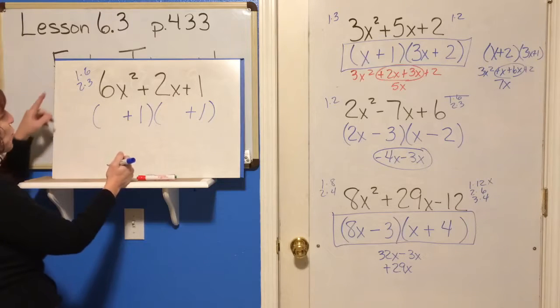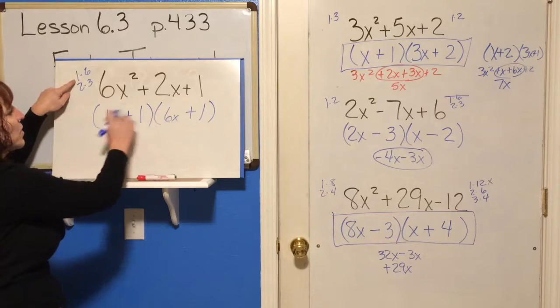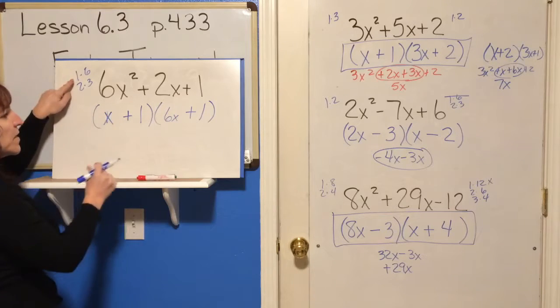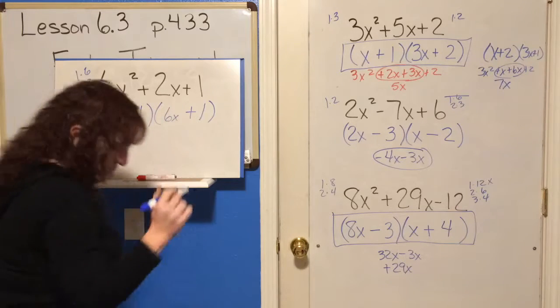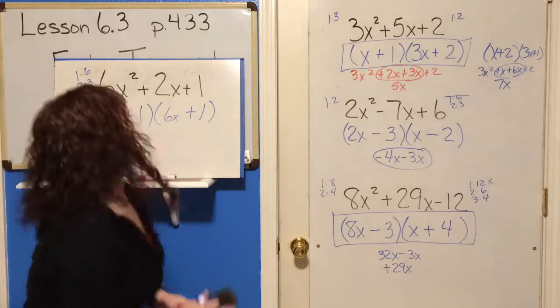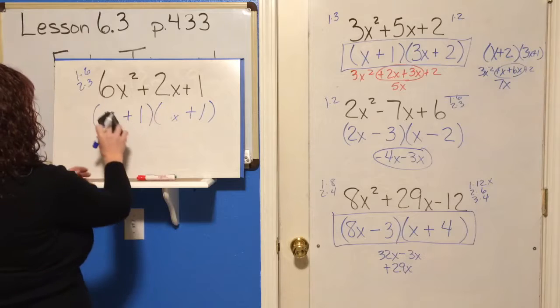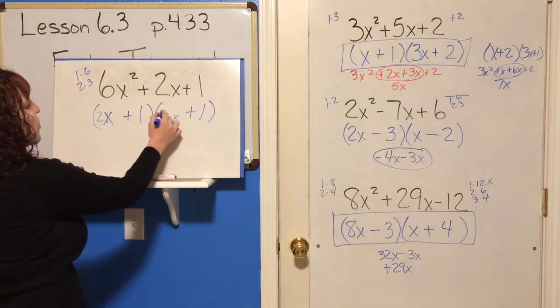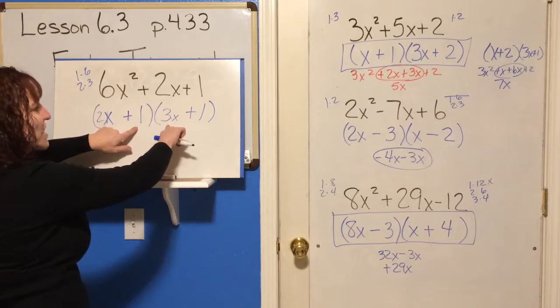Whatever combination you put in there, if we put in a 1 and a 6, a 1x, that's going to be x plus 6x is 7x. That's not going to work. Let's see. And if we switch them and put 1 over there and 6 over there, that doesn't help. What if we put 2 and 3? We've got 2x plus 3x is 5x.